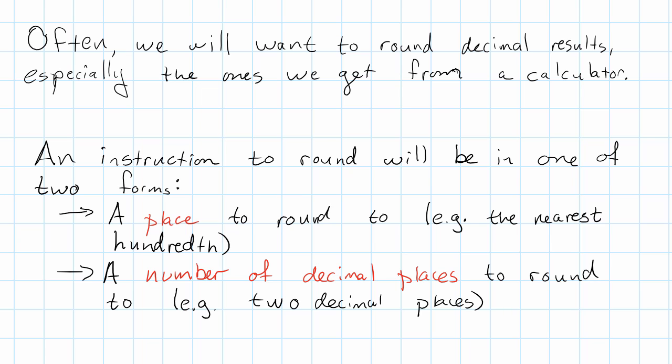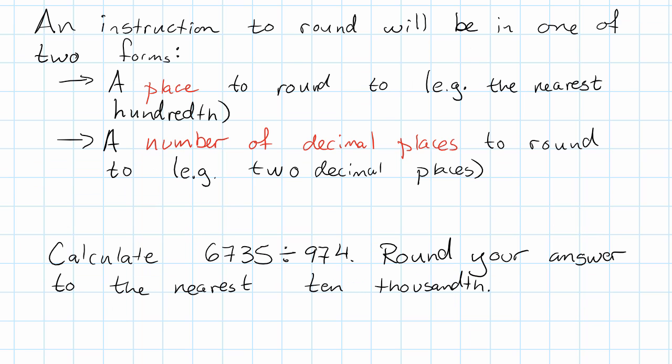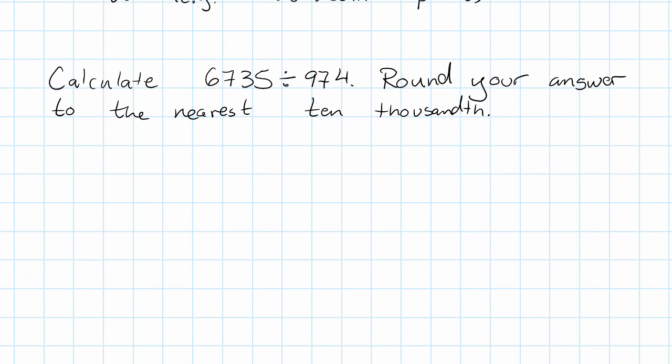So I'm going to talk about both of these kinds of instructions in this video and tell you how to approach them. And I'm going to talk about these by means of an example. Let's say we've been asked to calculate 6,735 divided by 974, and we want to round our answer to the nearest 10,000th.